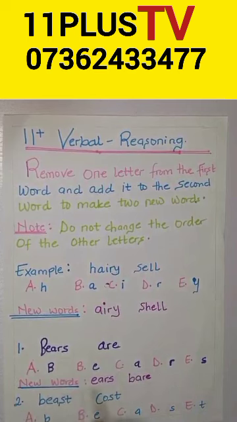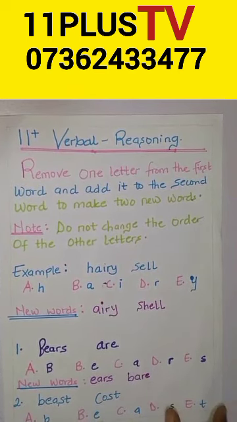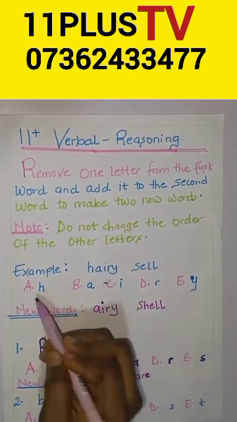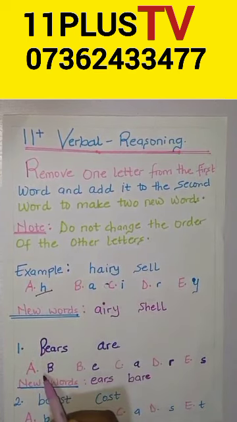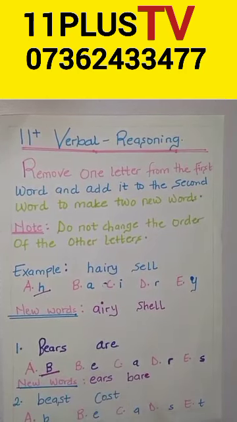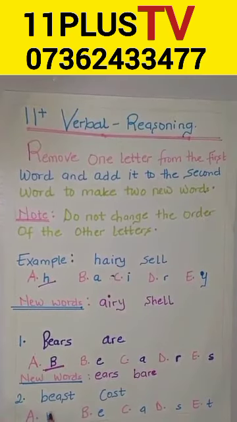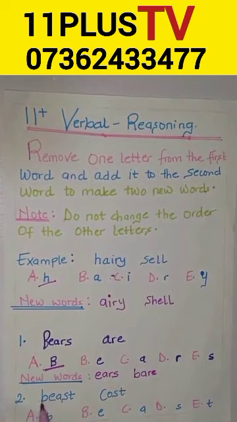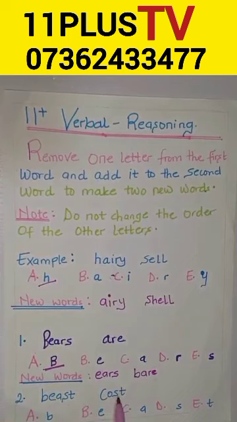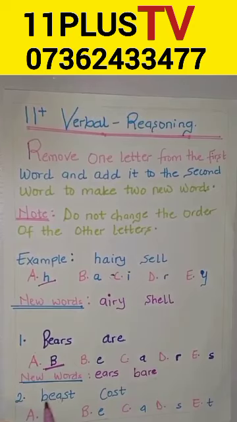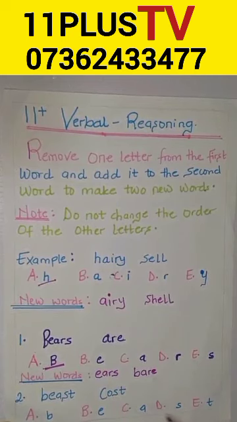Now let's move to question 2. Beast, cost. I'll take a letter from the first word. Now if you take B, you'll be left with east. And if you put B in cost, it will not form a new word. If you take E, you're going to have bast. Bast is not a word. If I take A, I'll be left with best. And if I put A in cost, I'm going to have coast. So A is the answer, which is option C.